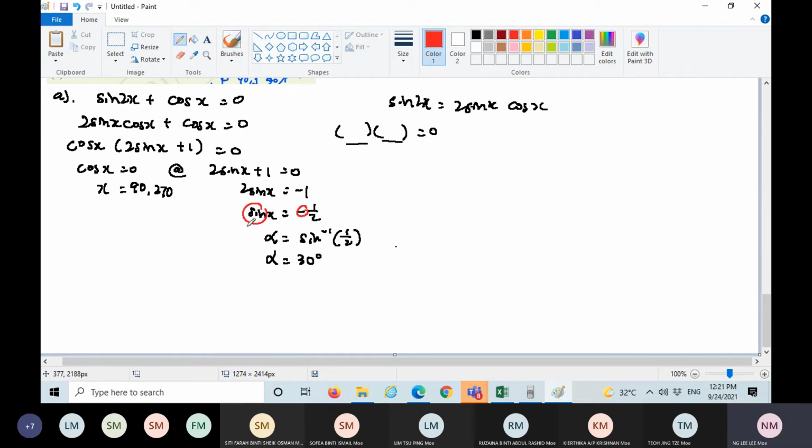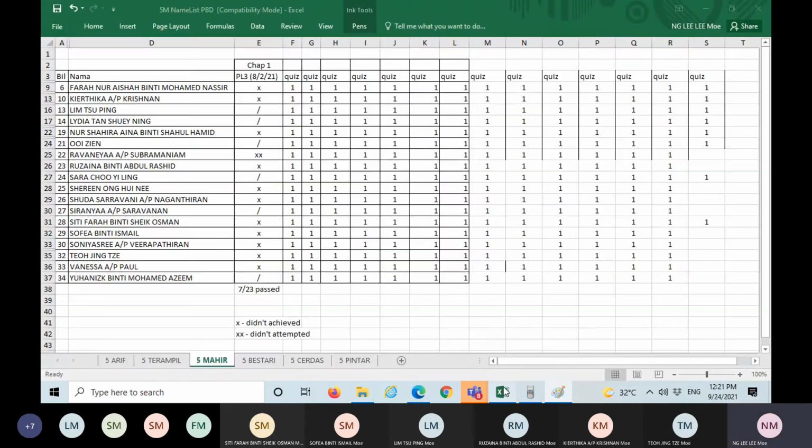Sine negative. What quadrant? Sophia, answer my question or not?